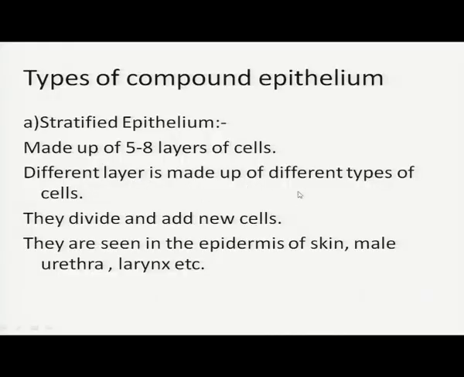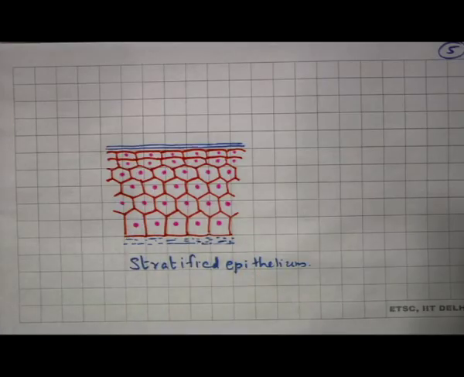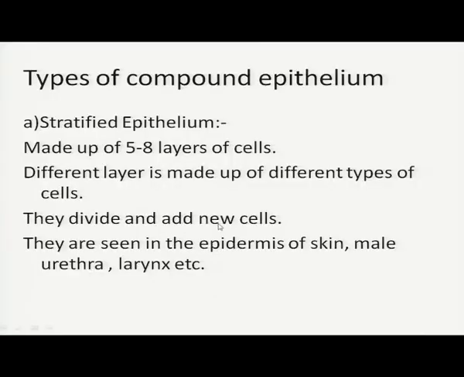And when you are observing the different layers of these cells, you can see that they are also of different types. Different types of cells you can see here. They divide and add new and new cells to the topmost parts. They are seen in the epidermis of the skin and urethra and in the larynx.